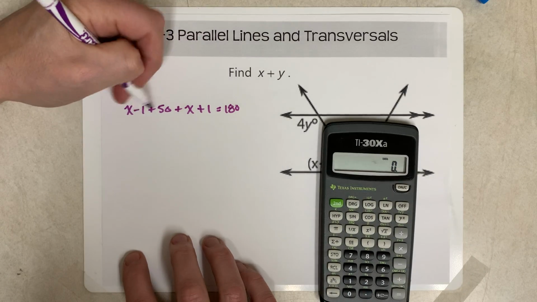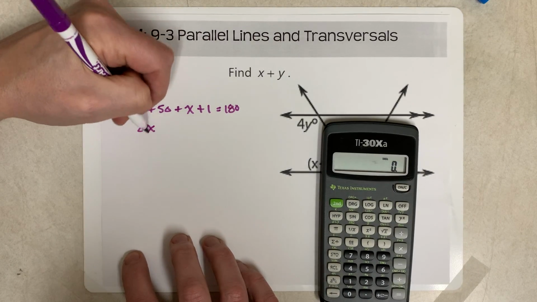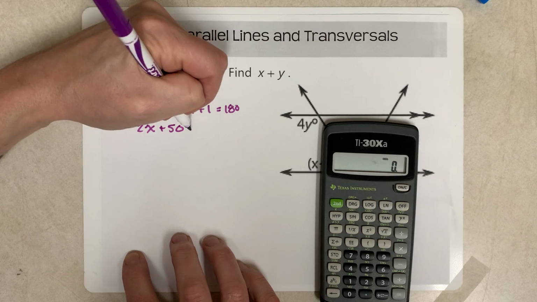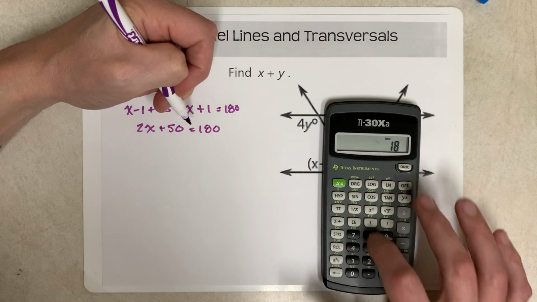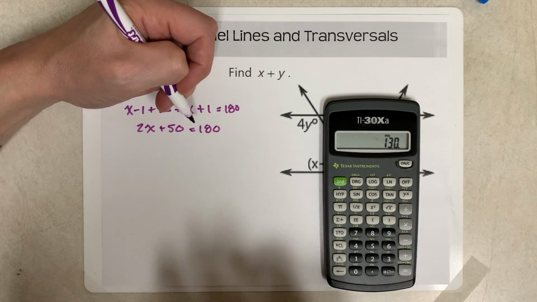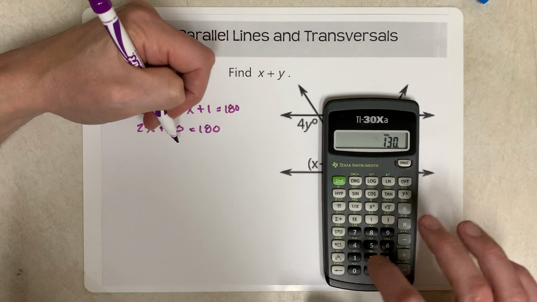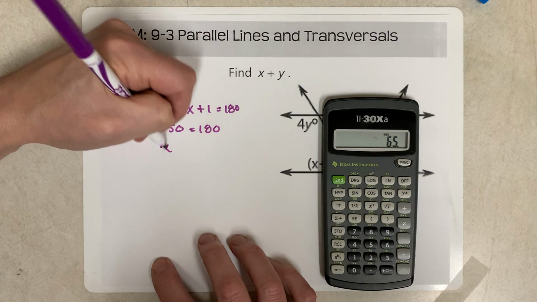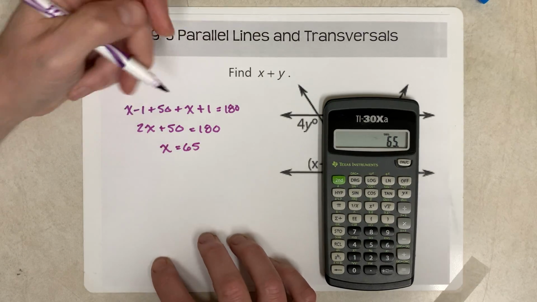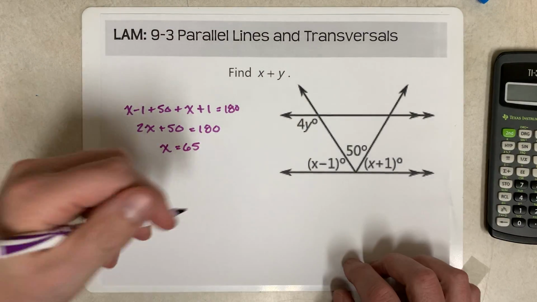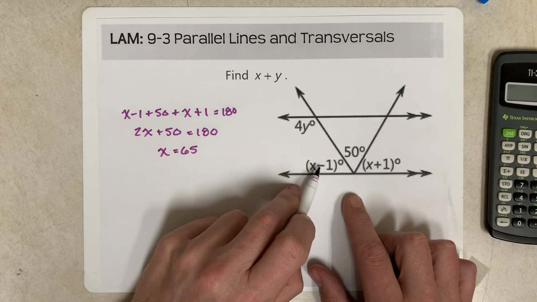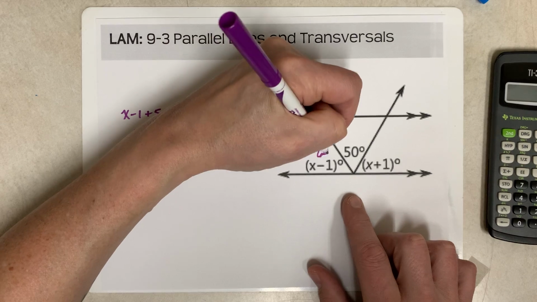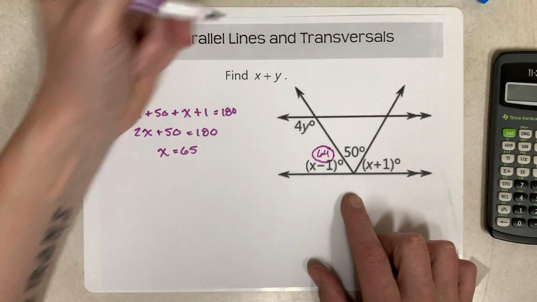So the minus 1 and plus 1 cancel. We have 2x plus 50 is equal to 180. If you take 50 away from both sides, you get 130, then divide by 2, and x is going to be 65. Okay, so we now know that x is 65. So if x is 65, then that take away 1 would be 64. So that angle would be 64 degrees.